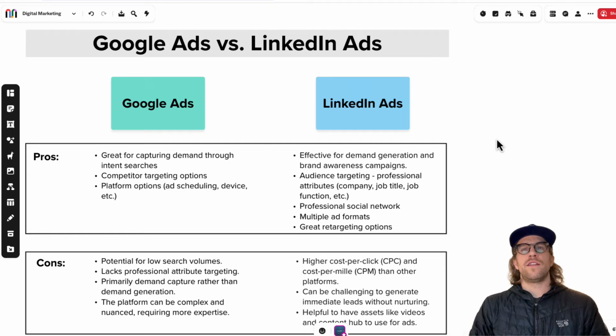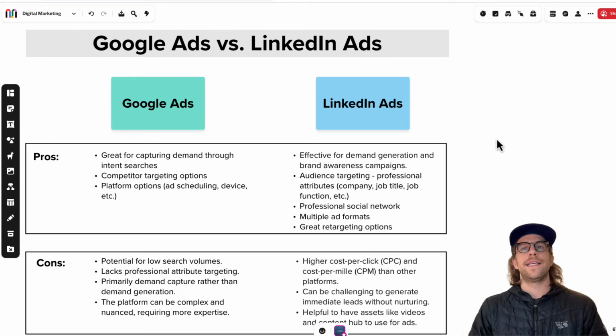It can also be challenging to get immediate leads on LinkedIn ads because users aren't searching for the terms. You don't know exactly where they are in the buyer's journey. So if you're trying to just get leads from a cold audience, that can be really challenging. A lot of times you have to utilize retargeting and getting in front of that audience more than just once through a cold ad.